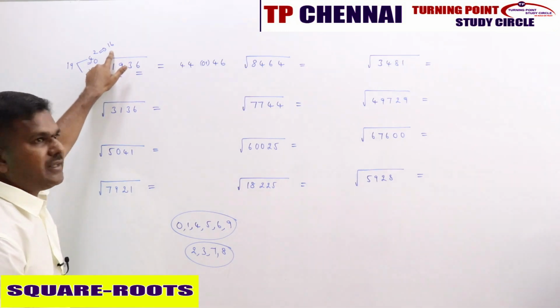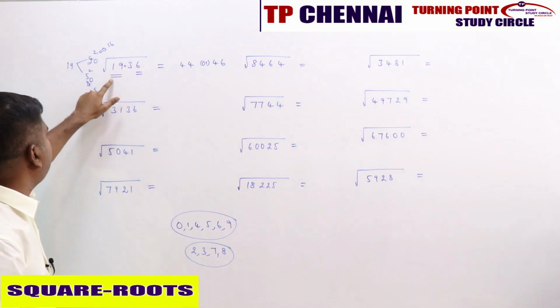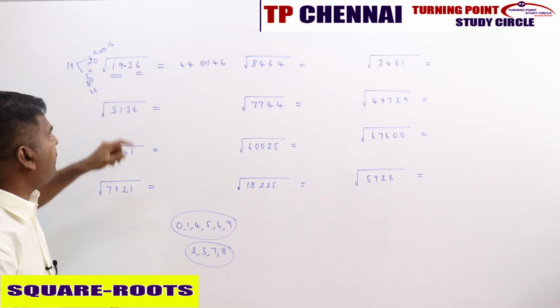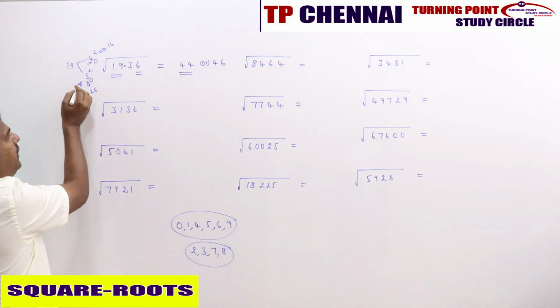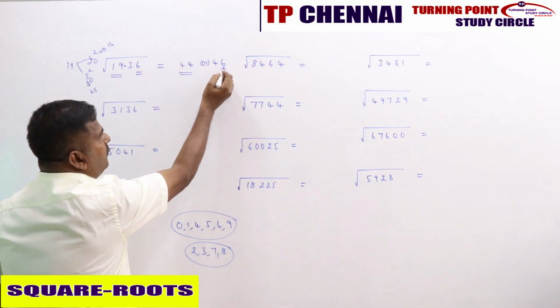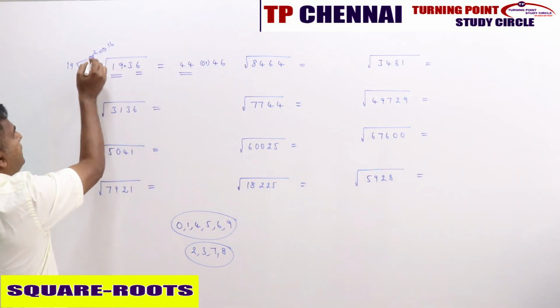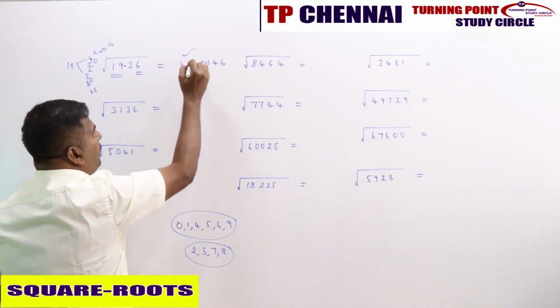It is nearby 16 only. Nearby 16 means it is nearby 40. Nearby 40 means it is 44. If it were nearby 25, it should be nearby 50, and we would need to go ahead with 46. Since it is nearby 16, nearby 40, the answer is 44.